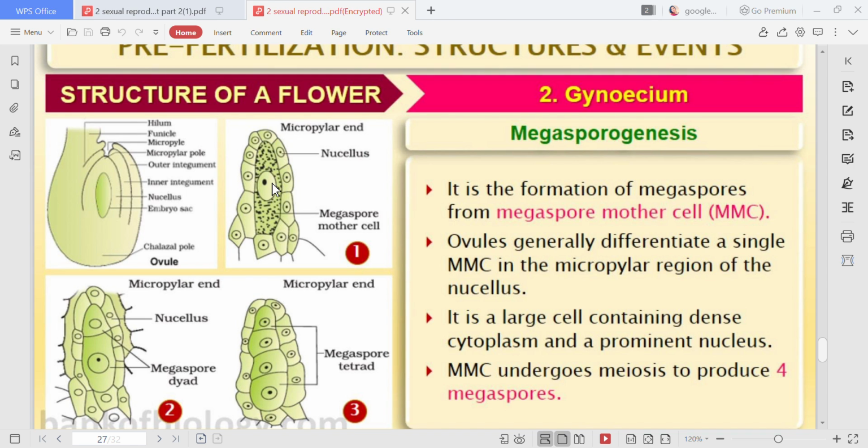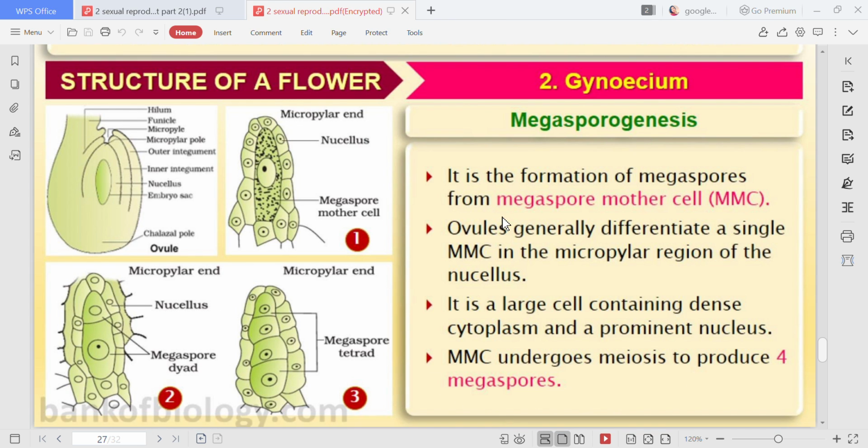Now this megaspore mother cell will undergo meiosis. And you all know that meiosis is a reductional division. So it will give rise to 4 haploid megaspores. One MMC, or one megaspore mother cell, which was diploid, will undergo meiosis and give rise to 4 megaspores, and all the 4 megaspores are haploid.